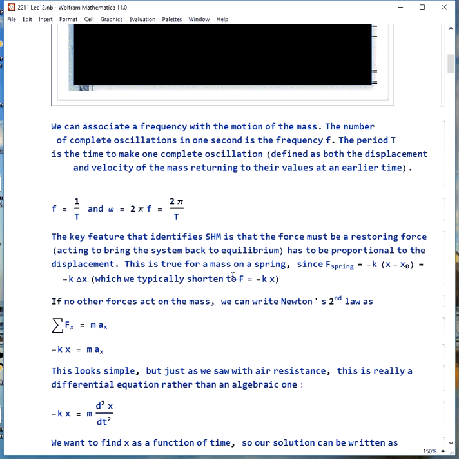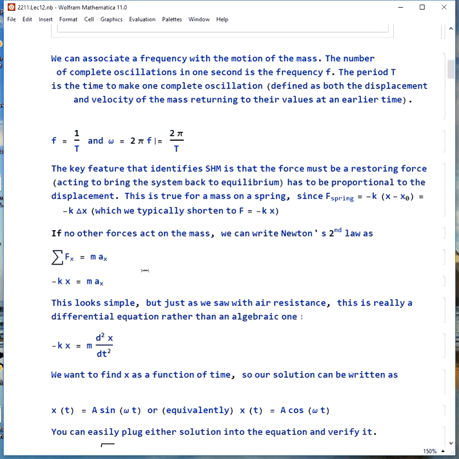And we can also define an angular frequency, which is 2 pi multiplied by this frequency in hertz. That would be radians per second again. We'll see later why we might want to attach an angular frequency to this.